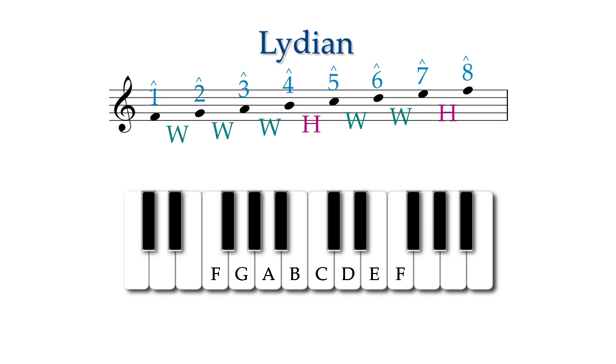If we begin and end our scale on the note F, the semitones are now in between the 4th and 5th scale degrees and the 7th and 8th scale degrees. This is the Lydian mode.